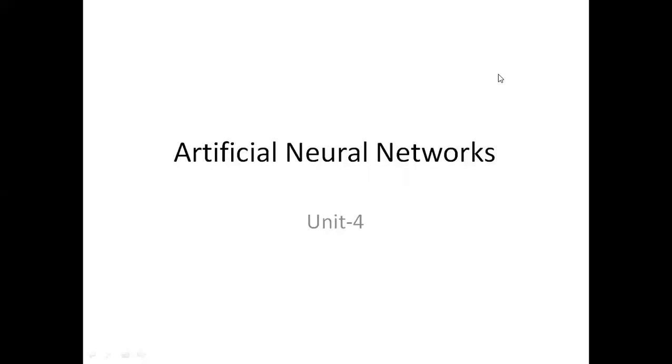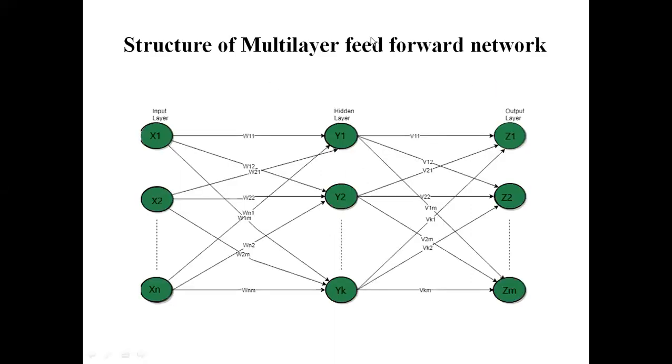Hi everyone. In today's class, it is about the fourth unit of artificial neural networks. Under the fourth unit, the first topic is the structure of a multi-layer feed-forward network. What is a multi-layer feed-forward network? We are going to discuss that in today's class.